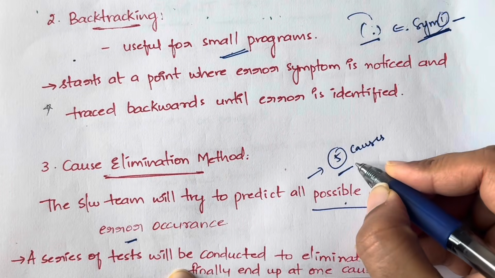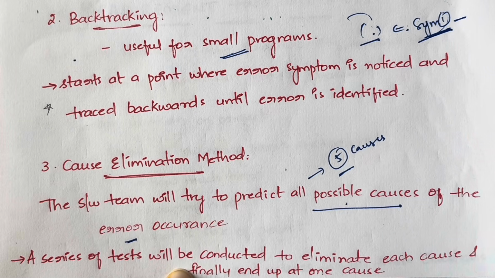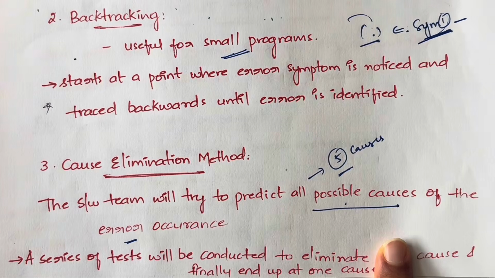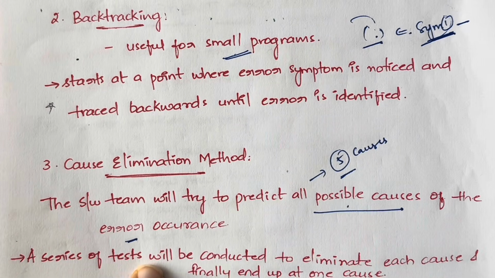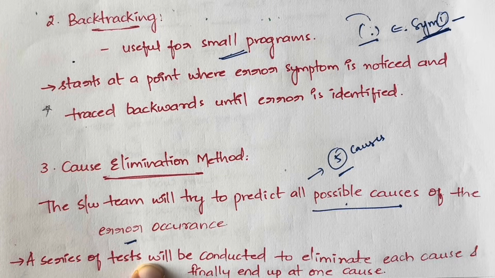So for each and every cause, they will perform several tests, and then they'll try to eliminate each of them, and they will end up at one cause, and they'll sit and fix that one single cause. Okay, so this is about the cause elimination method. You'll note down all the reasons why that error could occur, and one by one you'll start eliminating them by doing testing.